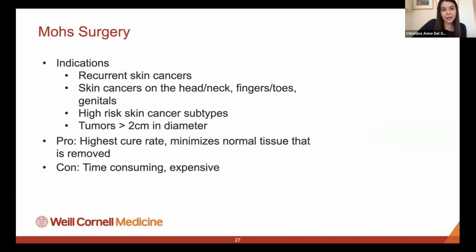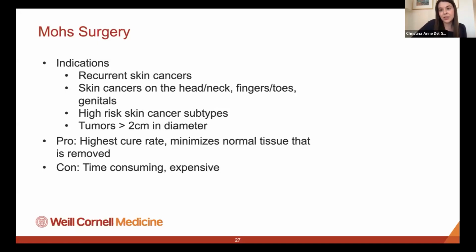And then finally, the Mohs surgery is a special type of dermatologic surgery that has specific indications. So we often use it for recurrent skin cancers or skin cancers that have come back after their initial treatment. We use it for skin cancers that are more high risk. So oftentimes head and neck skin cancers are high risk, and we also use it on the head and neck because they're also cosmetically sensitive areas, meaning we don't want to leave people with big, huge wounds on the face.